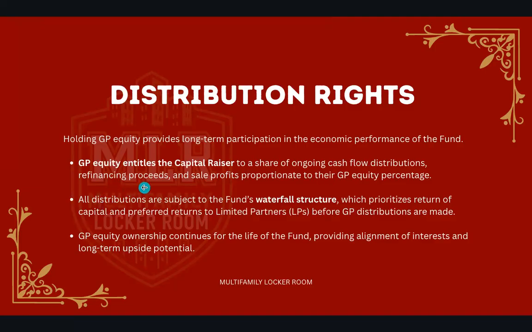All distributions are subject to the fund's waterfall structure, which prioritizes returns of capital and preferred returns to the limited partners before the GP distributions are made. So for example, if we are paying our investors a 7% preferred return, and let's say in year 1 and 2 we do a 4%, well, then we're not getting paid on our waterfall structure until our limited partners are paid up their 7%.